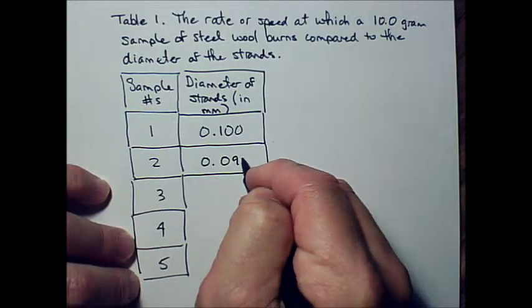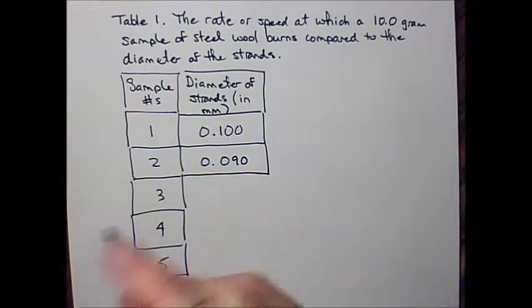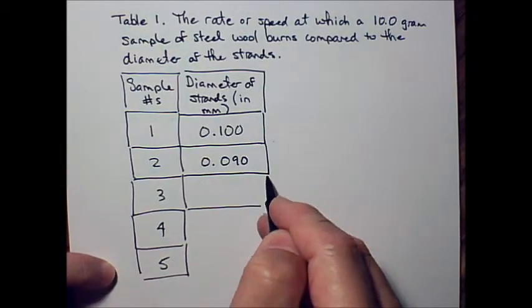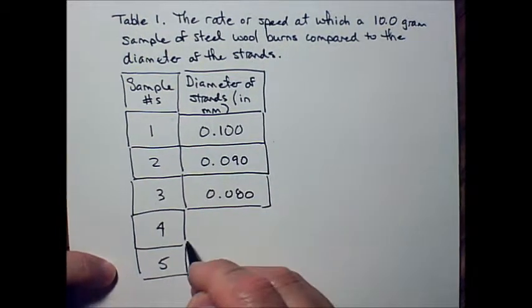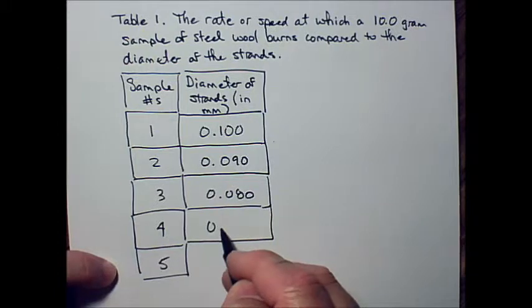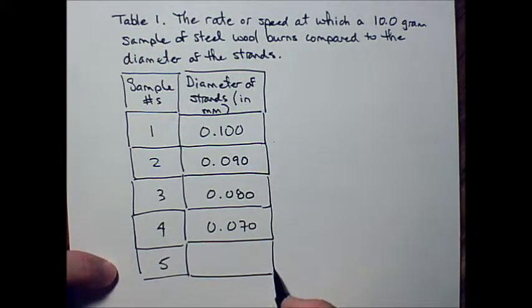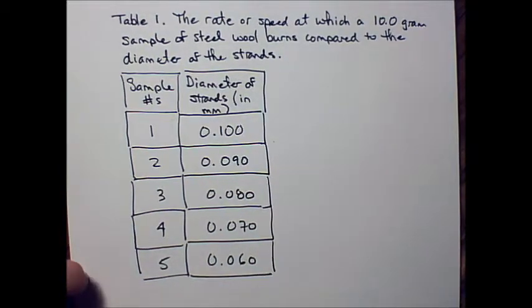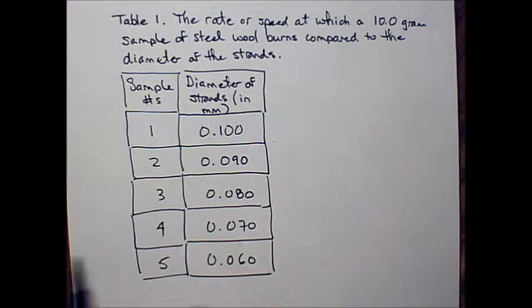So lazy. Okay, let's say that the second one has this diameter. And the third one has this diameter. The fourth one has this diameter. And the fifth one has this diameter. Notice I didn't put any units of measurement in these cells. Is that an 8? This is an 8 right there, yes.